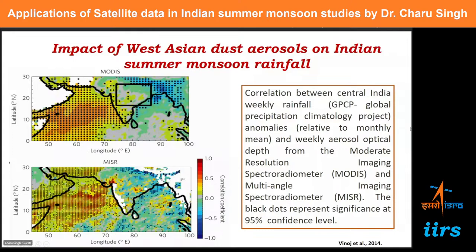So here the dataset that has been used is coming from the MODIS and MISR sensors of satellites, and significant correlation has been noted for these two parameters. Rainfall is taken from the GPCP and aerosol is coming from MODIS and MISR.